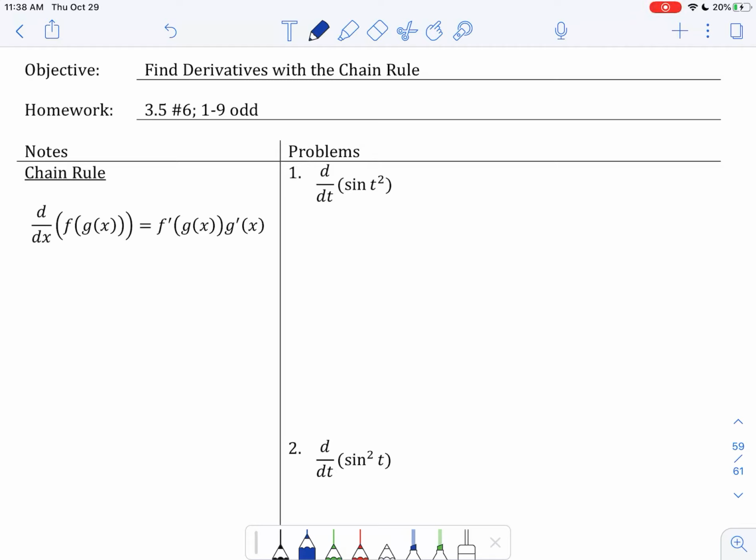Hello, hello. So we're going to introduce another rule for derivatives. This is going to be the first day with it. So we're going to start off nice and slow with the chain rule. And so get yourself ready for notes and we're going to get started.